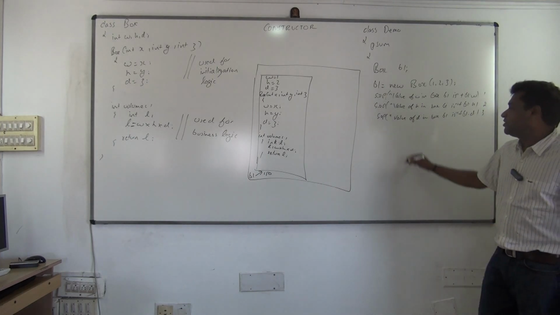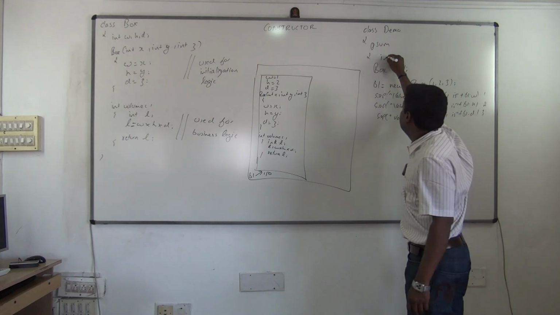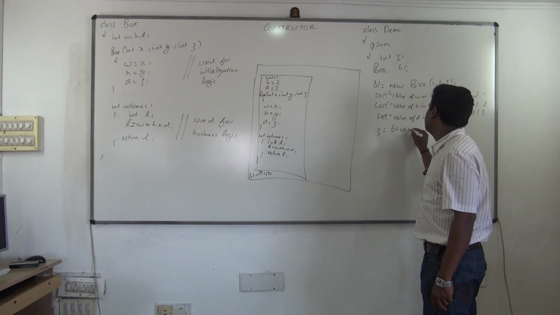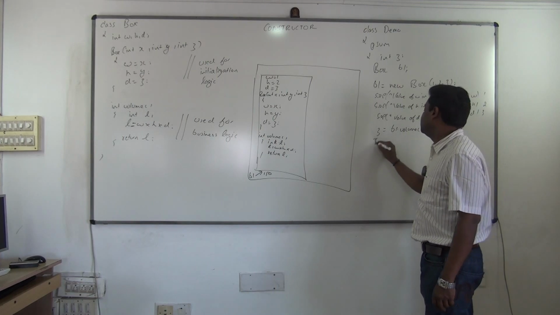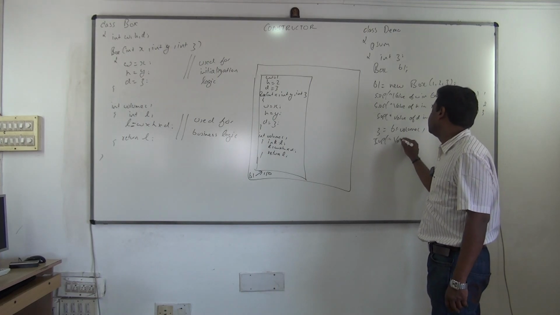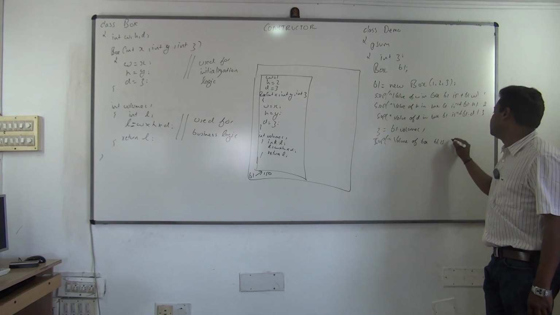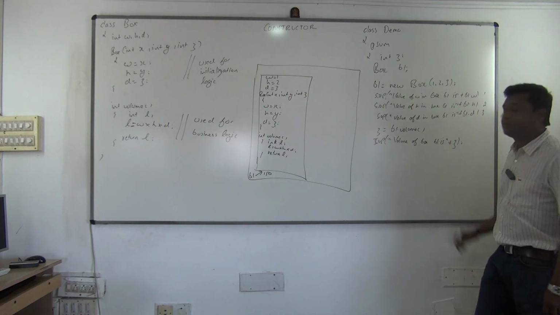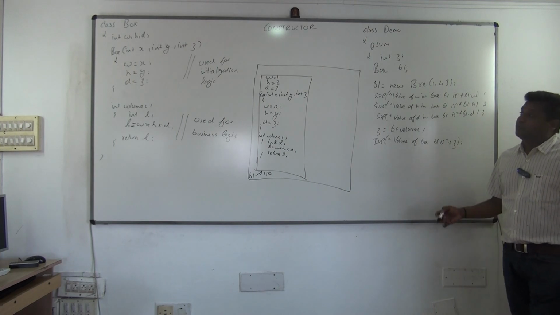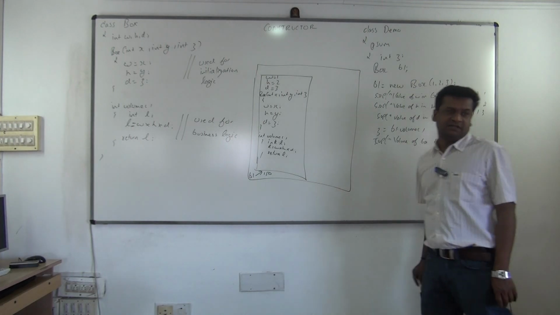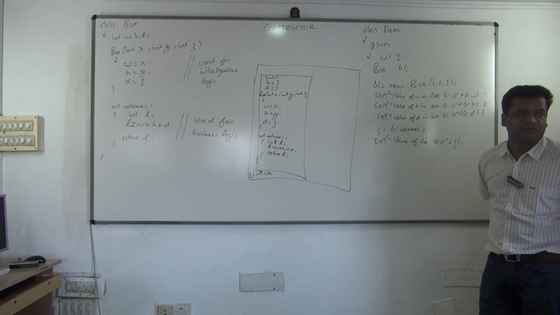1, 2, 3. Next, if you want, you can write, I will declare one local variable here: int Z. Z is equal to B1.volume. And you can print SOP "volume of box B1 is" plus Z. So now once the object is ready, how many members are there? 3 instance variables, 1 constructor, 1 method is there.